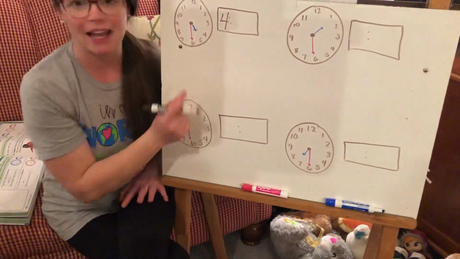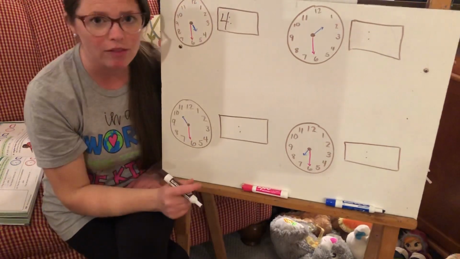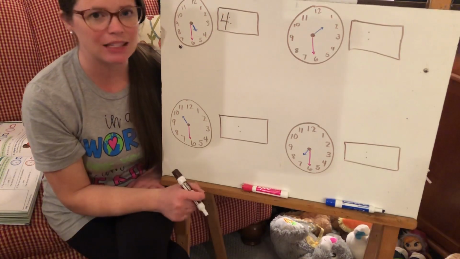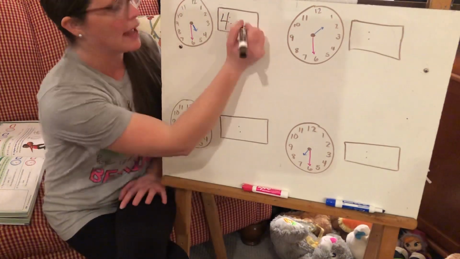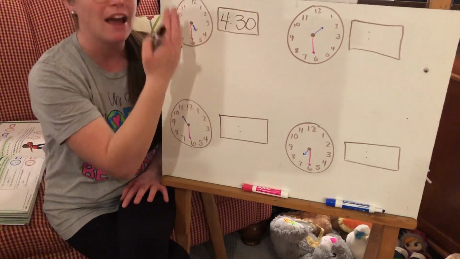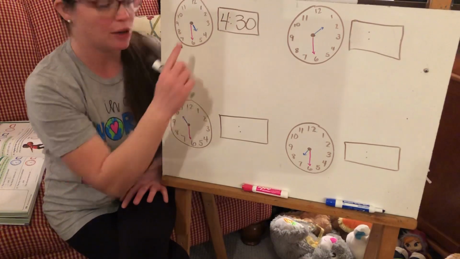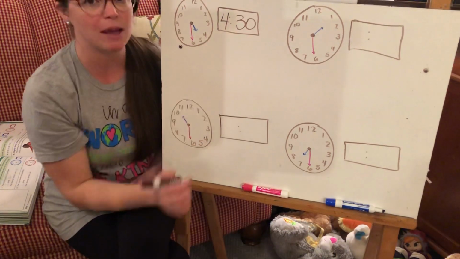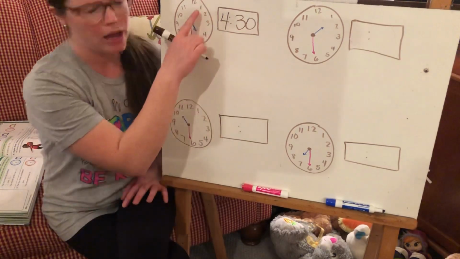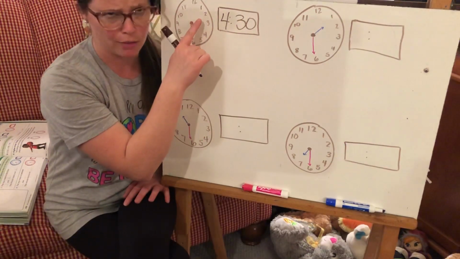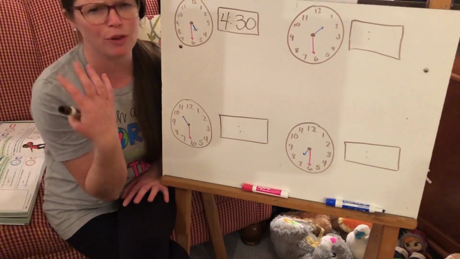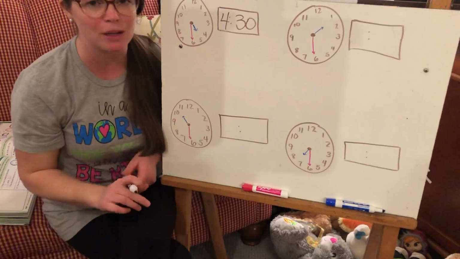And then my minute hand today, instead of it being on the 12, it's on the 6. The 6 represents 30. So if there are 60 minutes in an hour, half of 60 is 30. So halfway there is 30 minutes. And now you might be thinking, Mrs. Brown, why does the 12 stand for 0 or o'clock, and the 6 stands for 30?